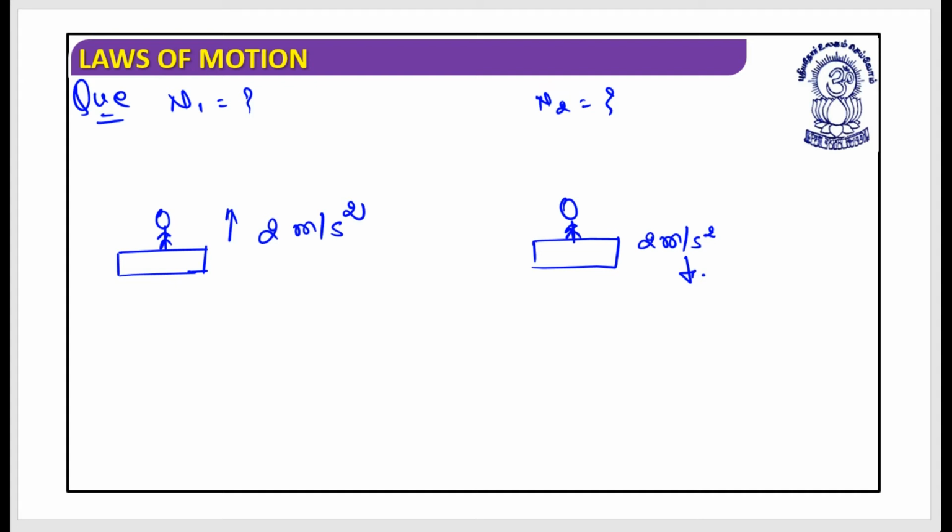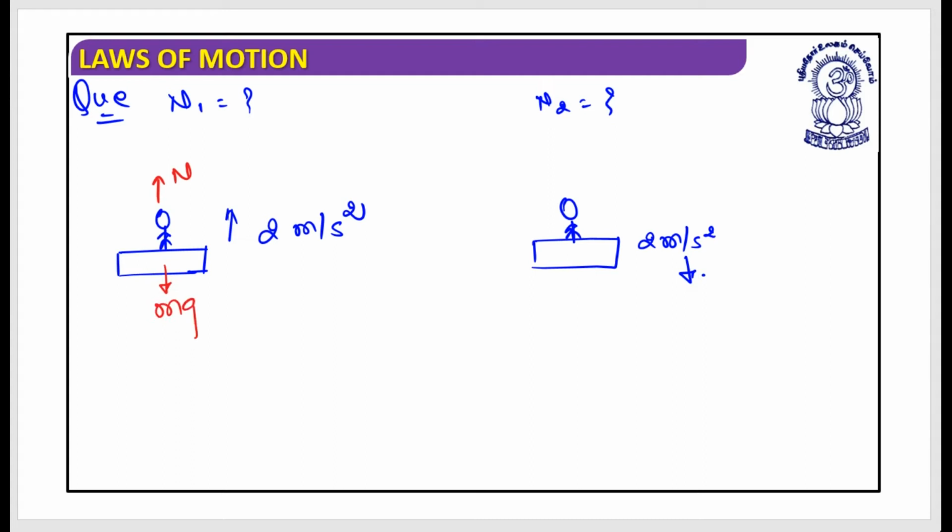If it is at rest, it is the true weight. If it is moving in the upward or downward direction with certain accelerations, it is just the apparent weight. I hope you understand. So what could be done? I am doing one of them, and the second one will be left to you. So let's suppose this is normal.